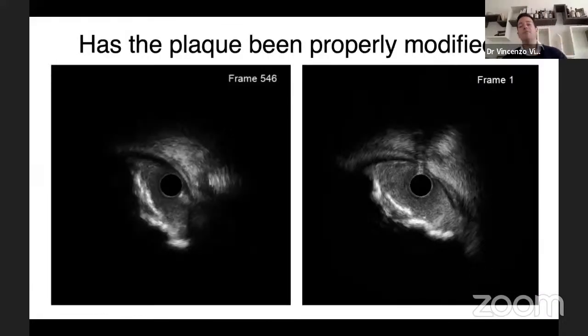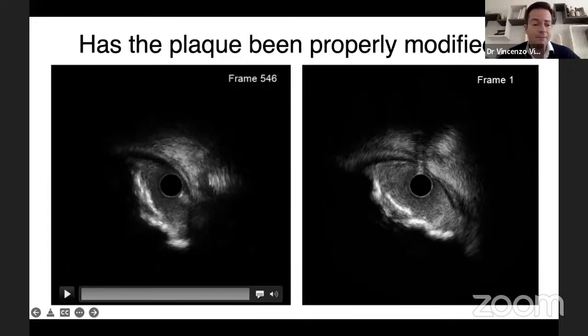And then I repeated the IVUS to assess my result. Please note that this IVUS was done just after the pre-dilatation with the IVL.